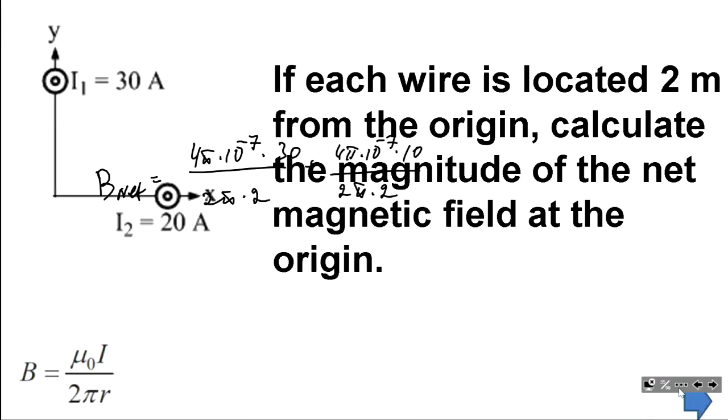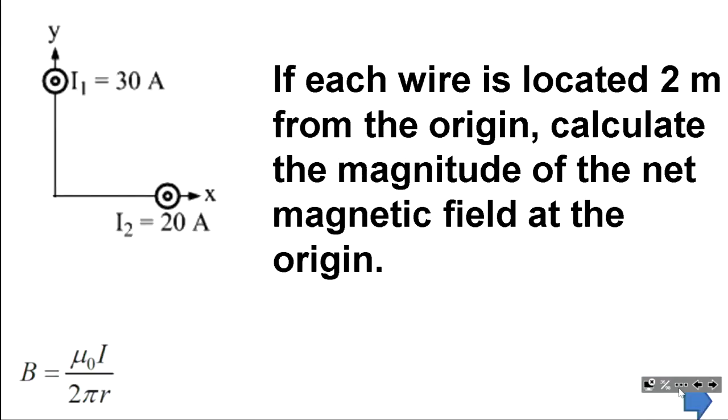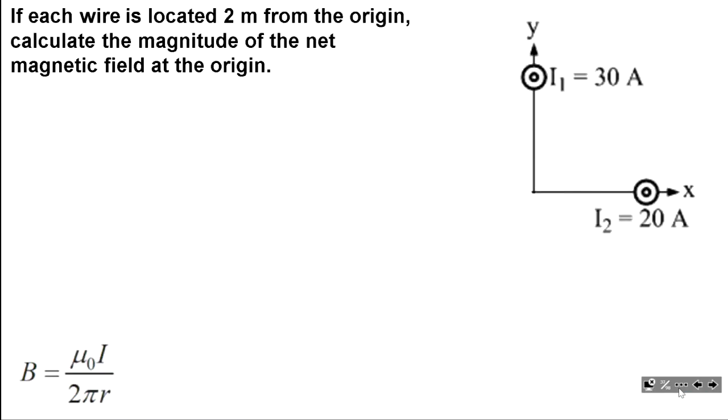And that will be Tesla. Well, this is a physically easier, mathematically more complicated situation. Why is it physically easier? It has only 2 wires, not 4. Why is it mathematically more complicated? You have to draw a picture.